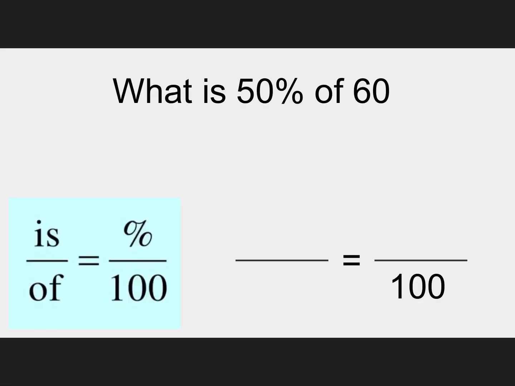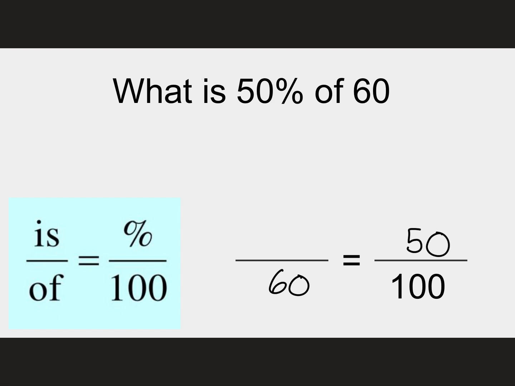Okay, so you can see we have a question that says, what is 50% of 60? Now, if you look at our slide here, we can see we have is over of equals percent over 100. Well, usually percent's pretty easy to see because it has that symbol. So we can just put 50 right here. Then it says what is, and then we already did the 50% of 60. So we have the of, 60, would be here. That's the whole amount. And then what is? We don't know what the is.